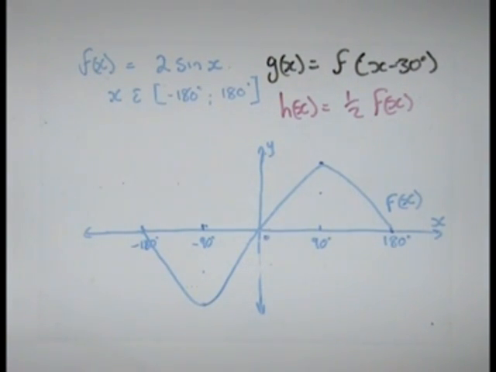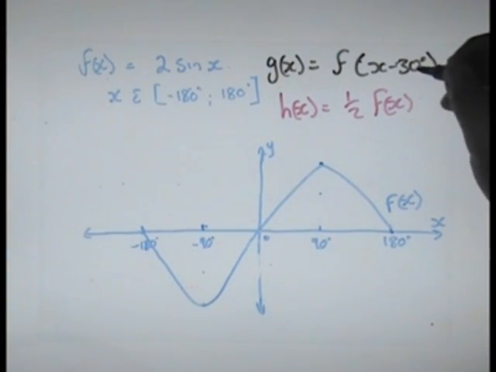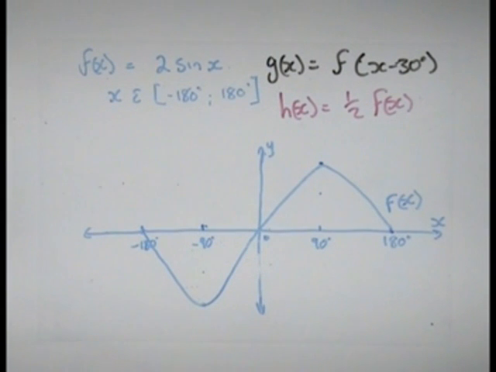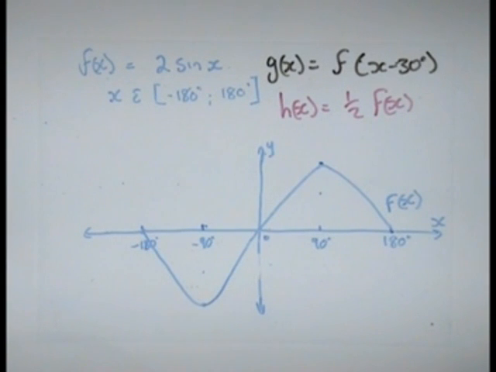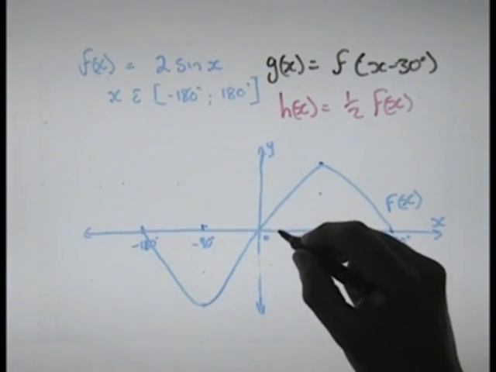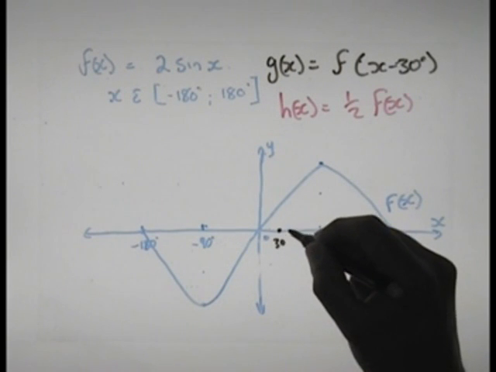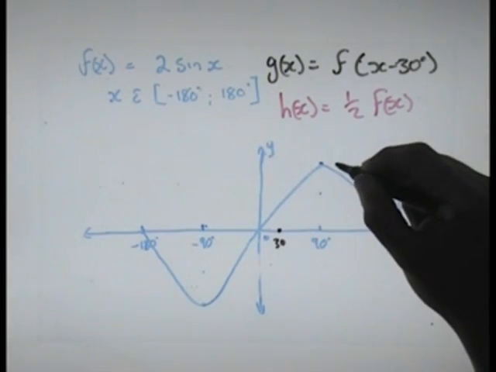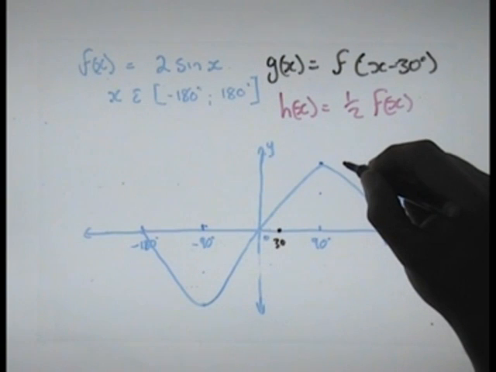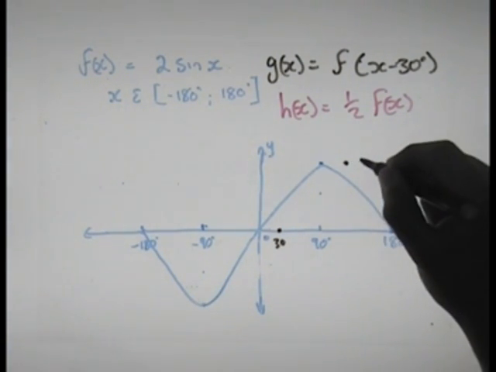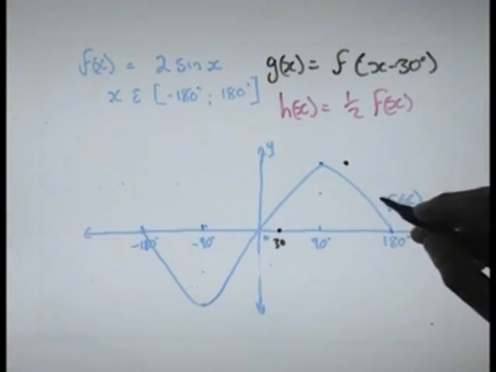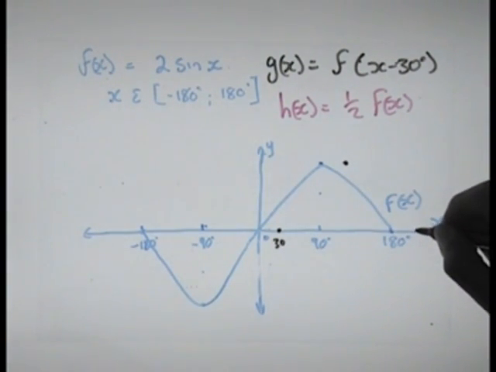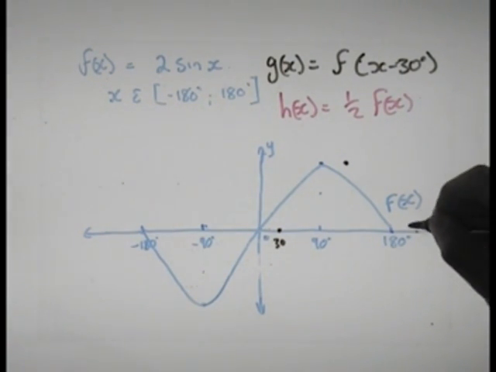To draw the graph g of x is equal to f of x minus 30 degrees, which means that we are taking our f of x graph and we are moving it 30 degrees to the right. So it's not going to pass through at 0 any longer, it's going to pass through at 30. It's not going to peak at 90, it's going to peak at 120 degrees, and it's not going to drop down at 180 but rather at 210 degrees, which is beyond our range.